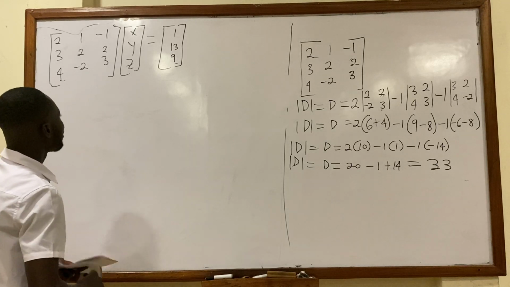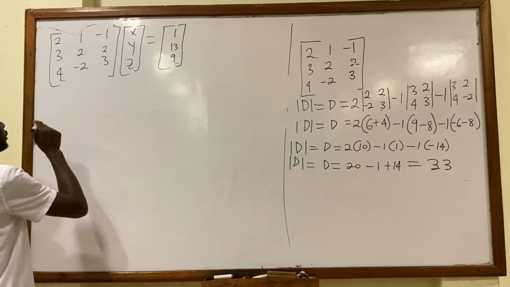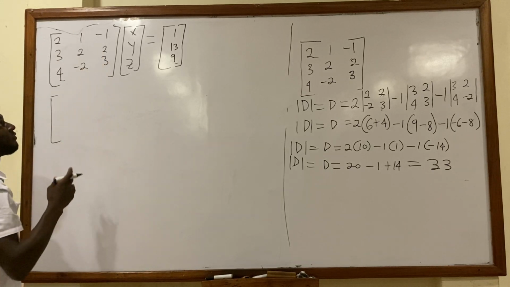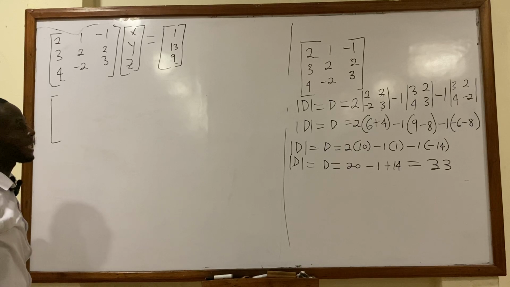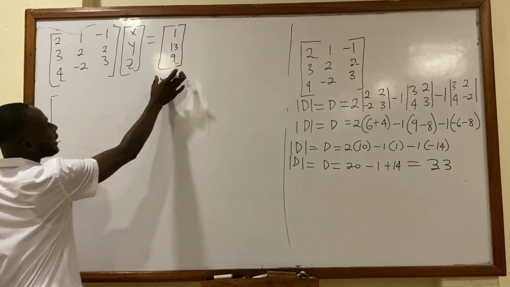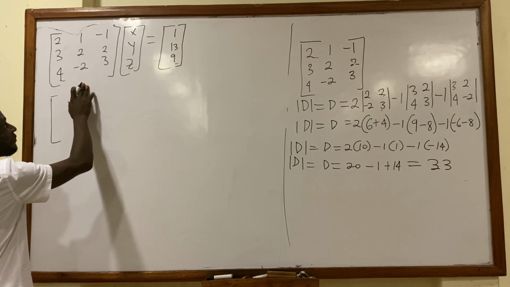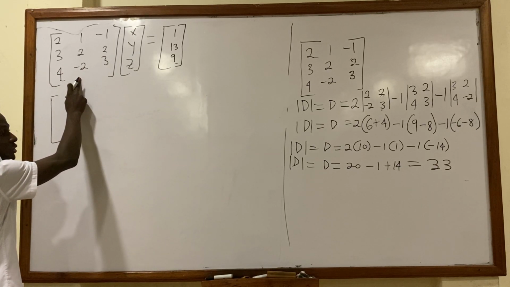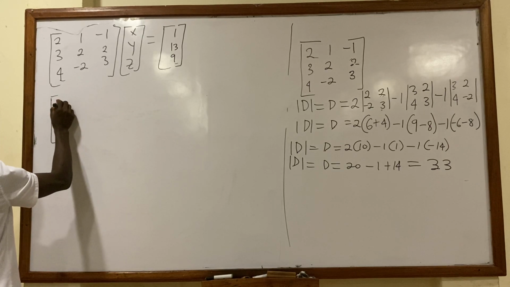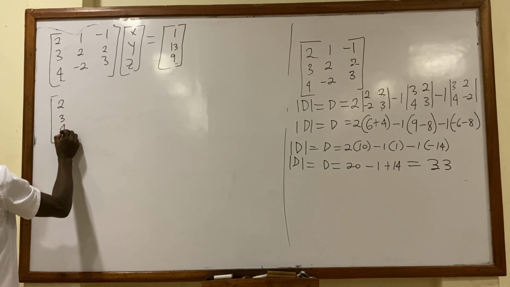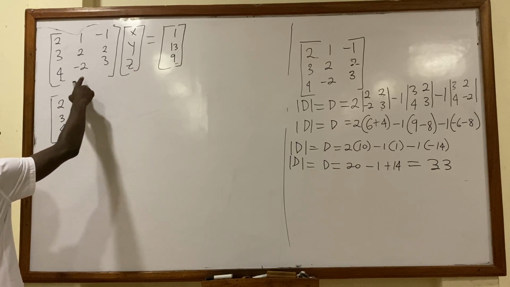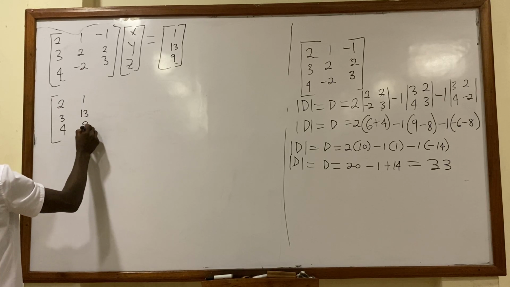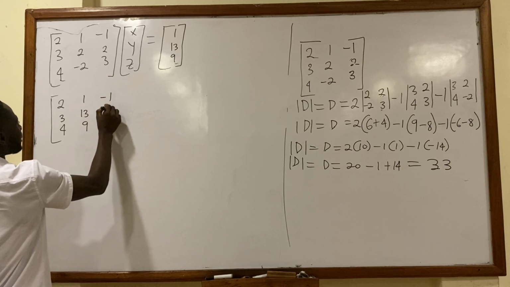So now we want to find the y, right? If you want to find the y, you simply take off the y column of the 3 by 3 and then substitute the constant in place of it. So we write this, and then substitute the constant in place of the values of y, right? So we have 2, 3, 4. And then in place of the y values, we substitute 1, the constant, 13, and 9. Then we maintain the z column.